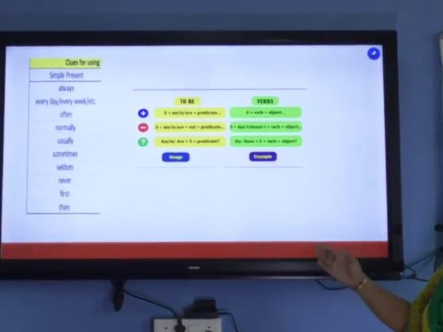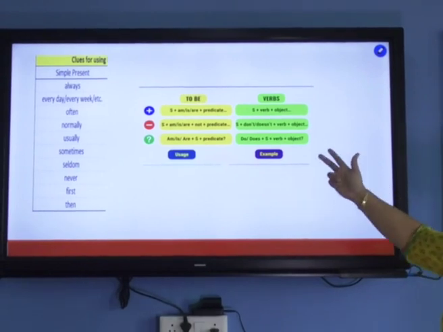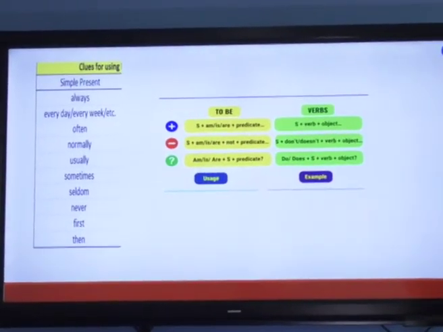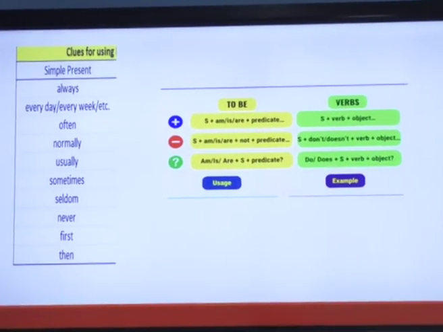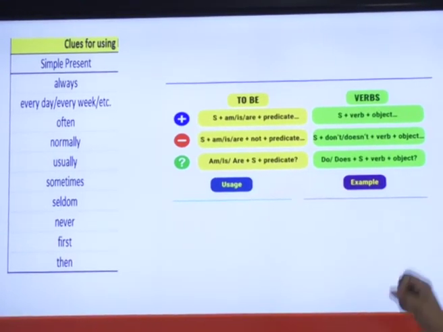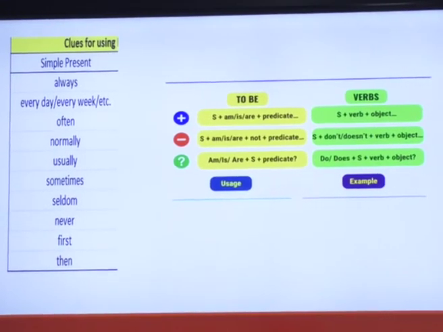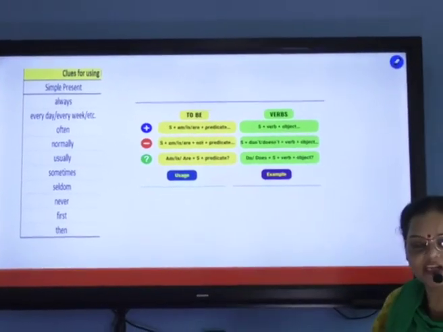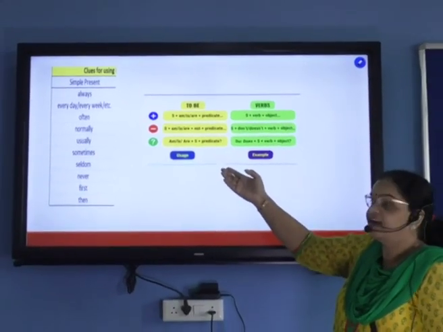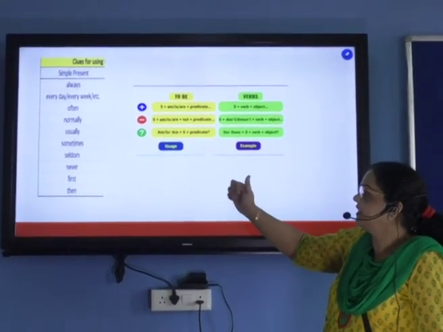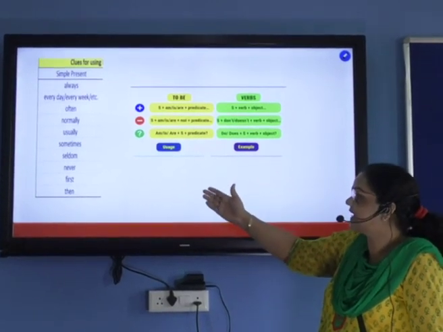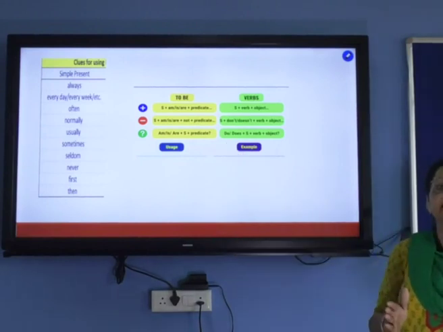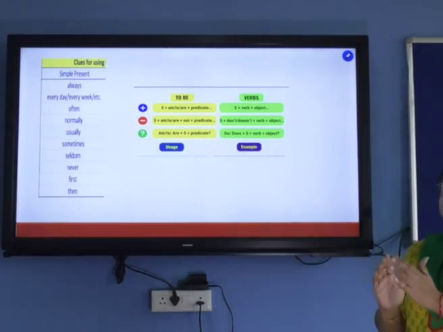Okay. Now this is the formula. You can note it down in your copies. And these are the clue words which will help you in editing, in finding out the mistakes and omissions. All these verbs, these clue words will help you always. As I told you, habits. These words only show habit, universal truth. Every day, every week, often, normally, usually, sometimes, seldom, never, first, then. So when you see these clue words, they will immediately tell you that we will use simple present tense here.